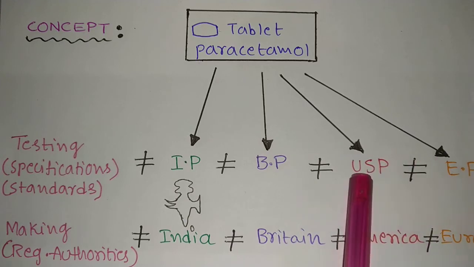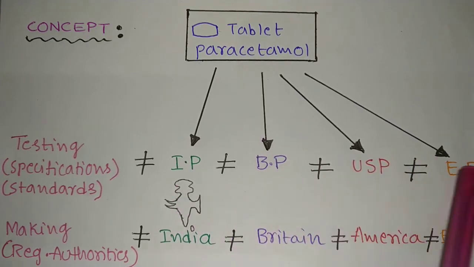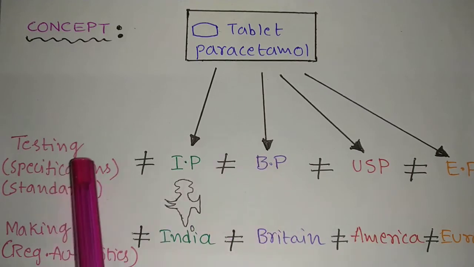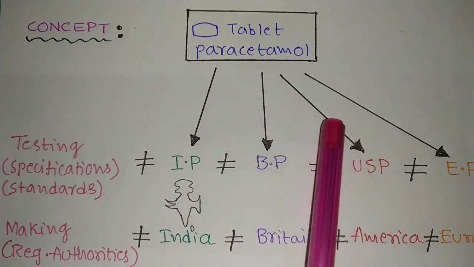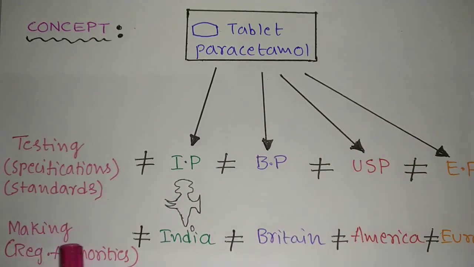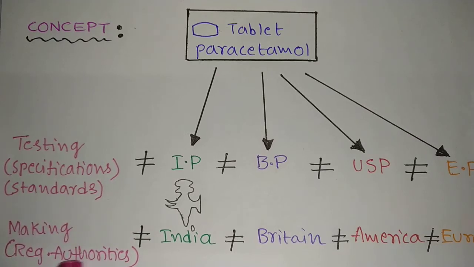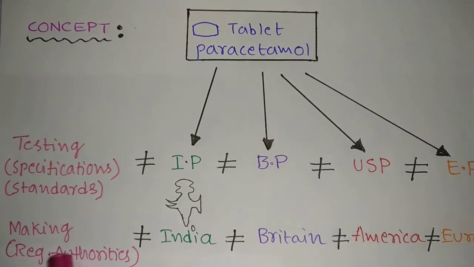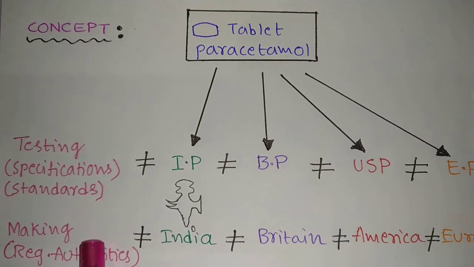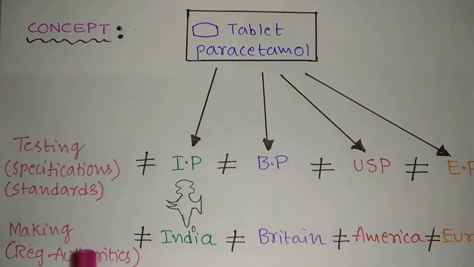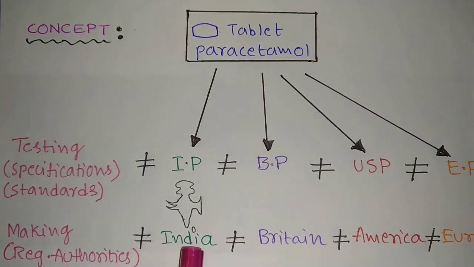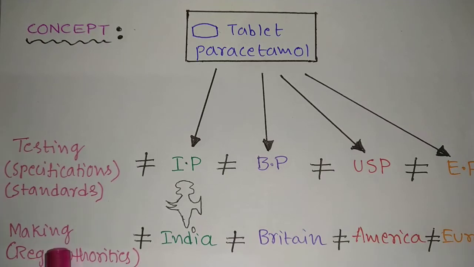So the publications of the different countries do not show the same specification for the same tablet. That was the biggest problem. Now you come to the manufacturing authorities, like regulatory authorities. Regulatory authorities give guidelines to start a company to manufacture the various drugs. Those are called regulatory authorities. These authorities are there in each country. The regulatory authority in India is CDSCO.